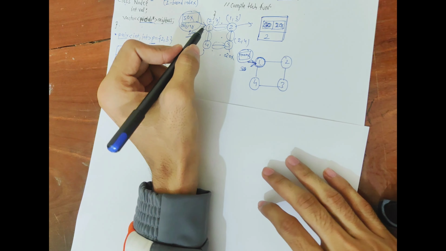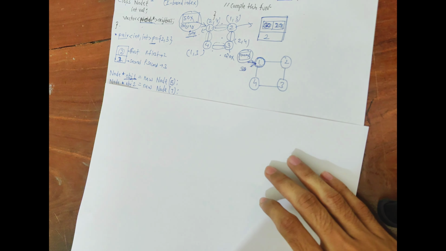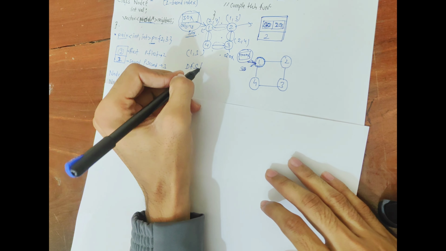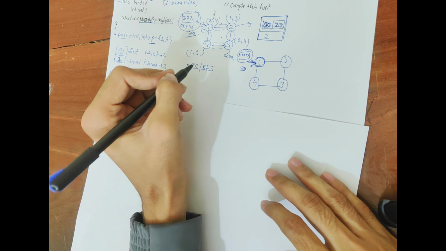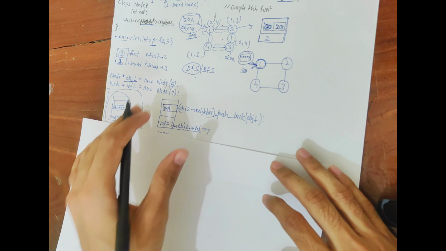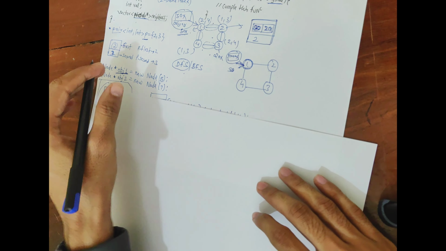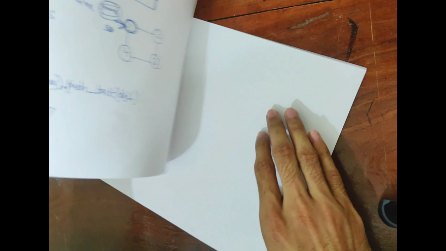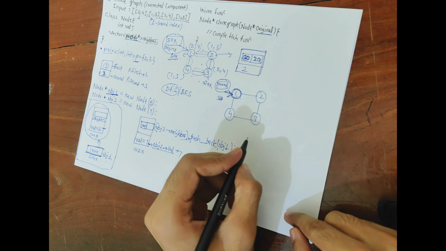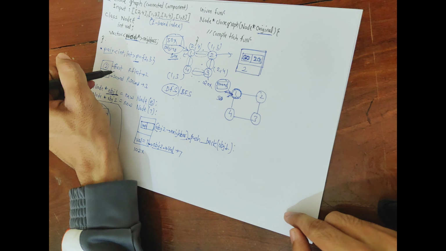Since we have to traverse all the neighbors, we use either DFS or BFS, right? Now let's say we use DFS. So first of all, how will we do that? First of all I will create a new copy of this one. And how will I create a new copy?